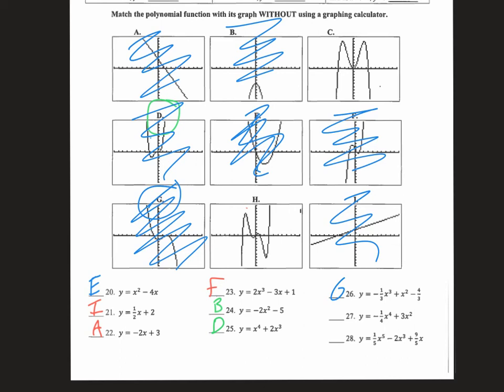So I only got 2 left. One's odd, one's even. So I really don't even have to do much more work. But I will anyway. Negative 1/4 x to the 4th. That is an even function, meaning the end behaviors will be the same. And it's negative, so it should be facing downward. That is C. Then finally, H here. X to the 5th is going to have a bunch of humps in the middle. Leading coefficient's positive. So there you go.